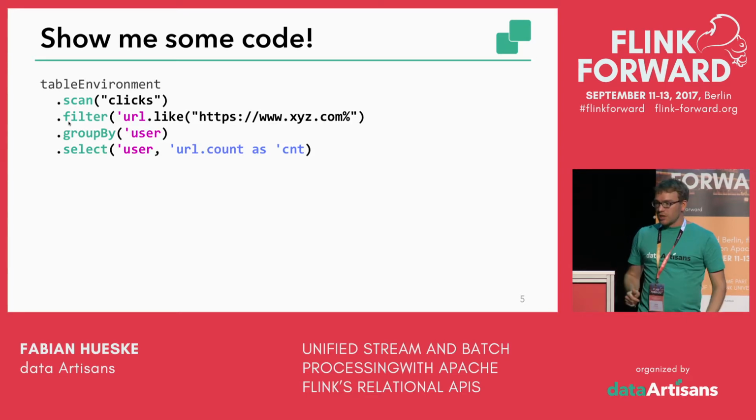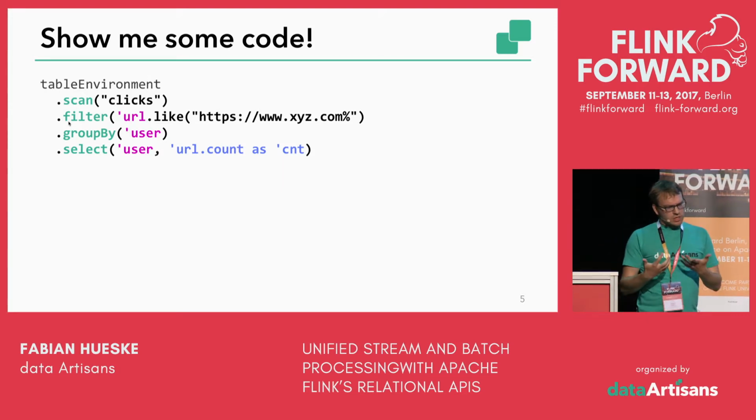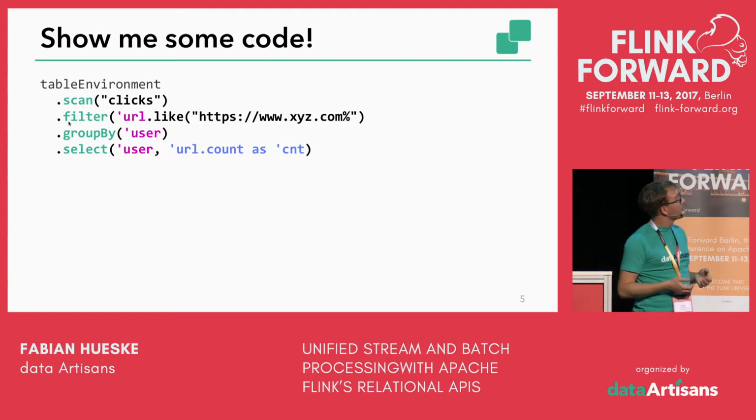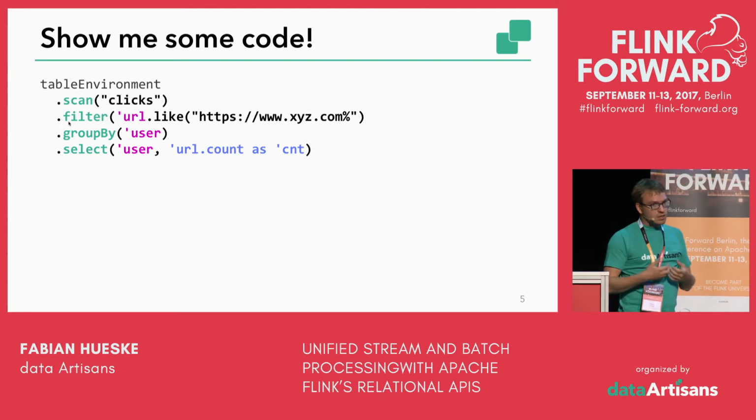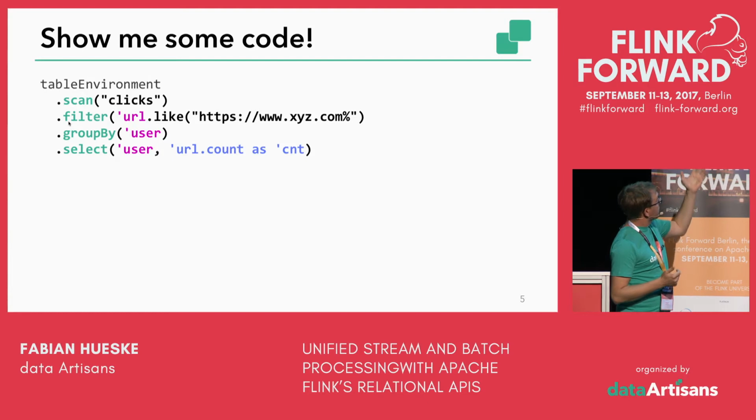So in this example here, we have a so-called table environment, which basically provides the entry point for the API. We say scan clicks. Clicks is a table that we registered in the table environment. The table environment has the catalog, similar basically to a database system. So we scan the clicks table, which gives us back a table object.